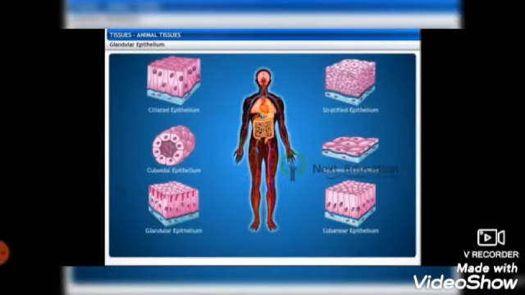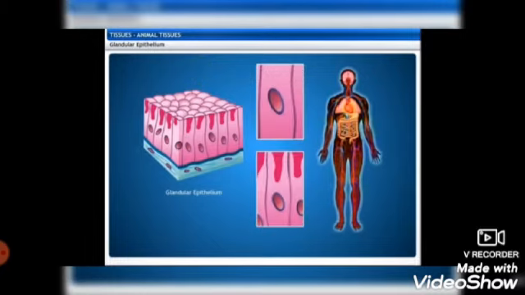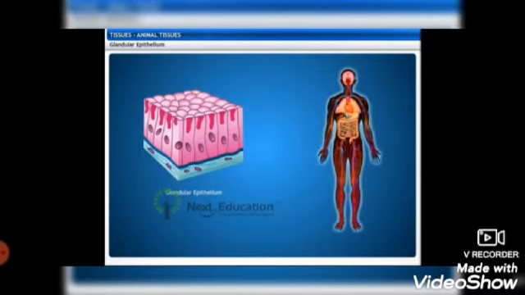This is glandular epithelium. When columnar epithelial cells are modified into gland cells and secrete substances at the epithelial surface, they form glandular epithelial cells. These are found in sweat glands and tear glands and produce necessary secretions on time.